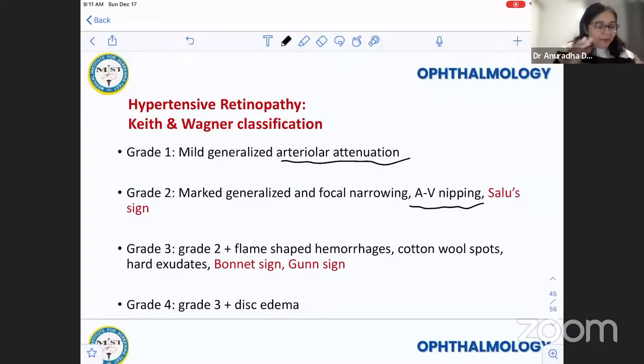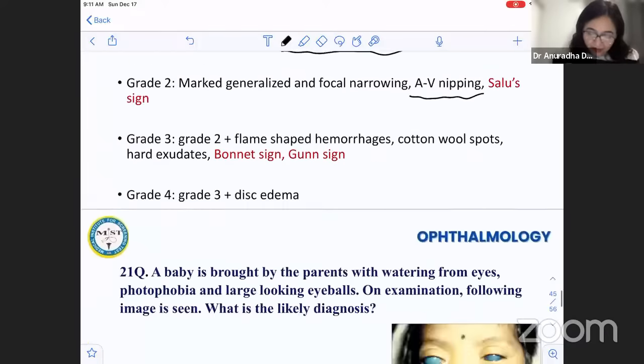Forget the description of the signs, that will be too much. Just remember the signs. All these are signs which you see because of the pressure of the arterioles on the veins. Okay? Right? Perfect.